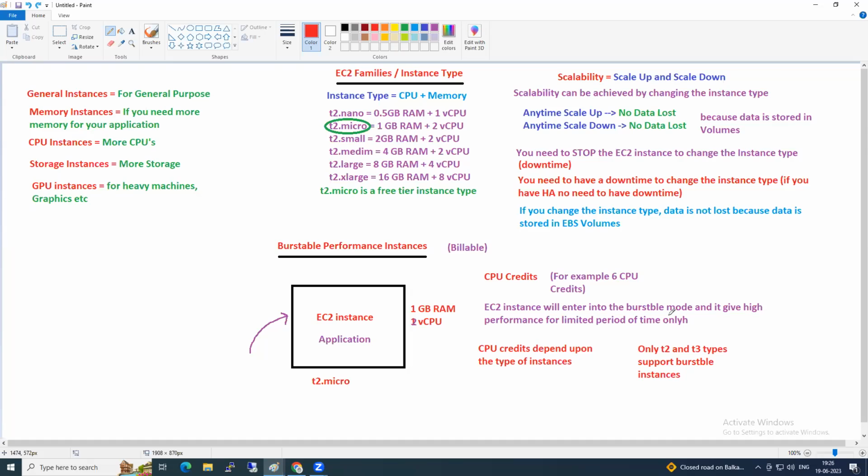So if you want to give good performance for a single machine, and you don't want to do scalability or elasticity, which concept do you need to choose? Burstable performance. Is it free? It's not free. Yes, good one.